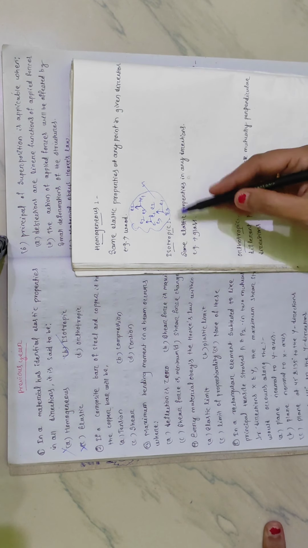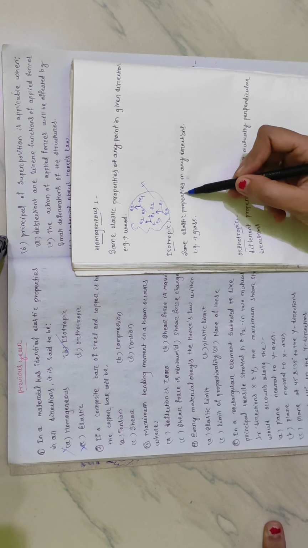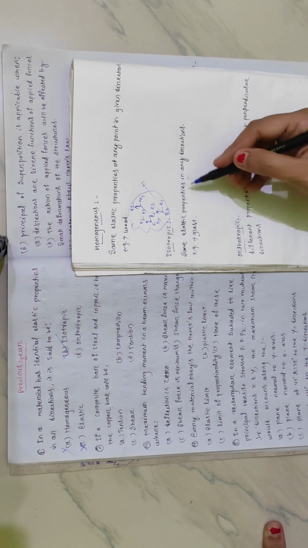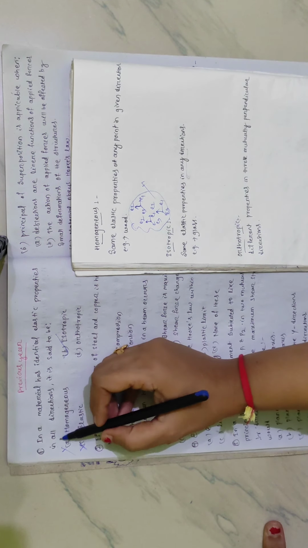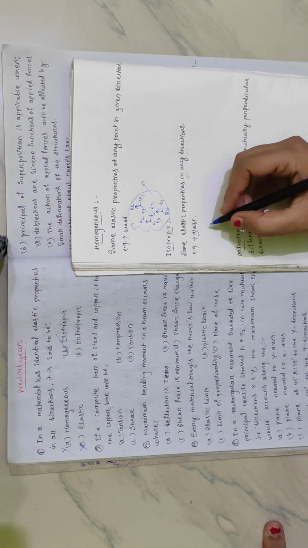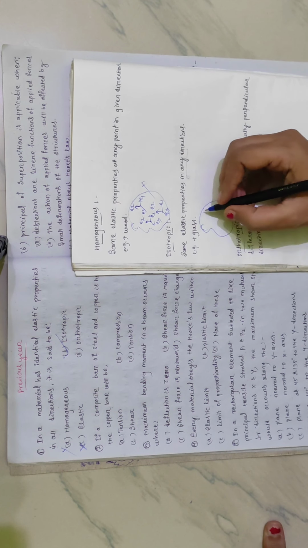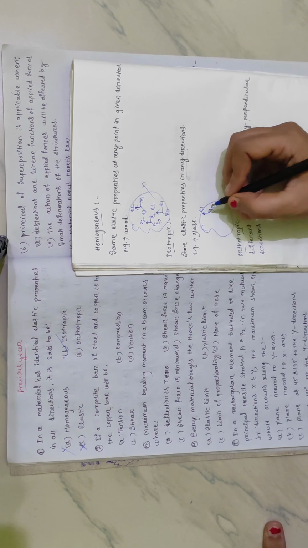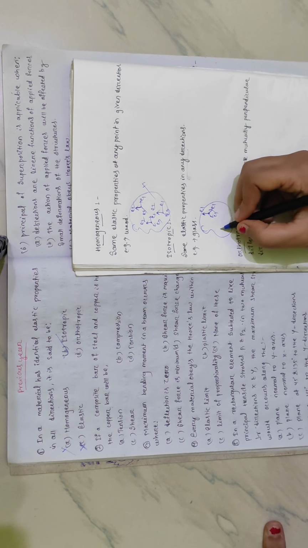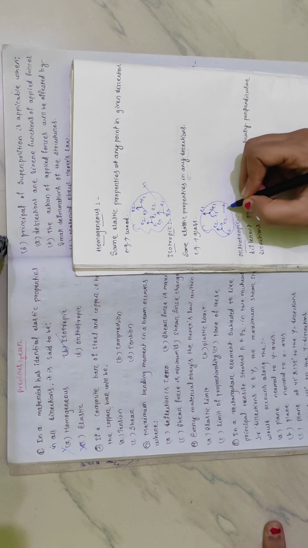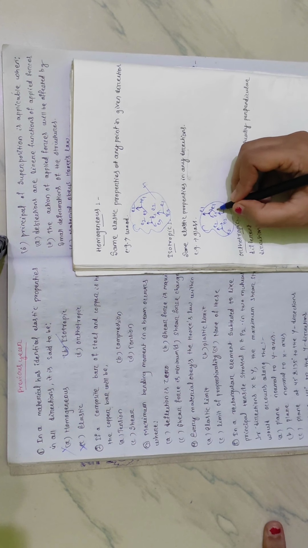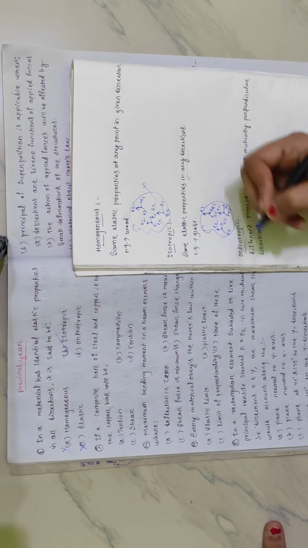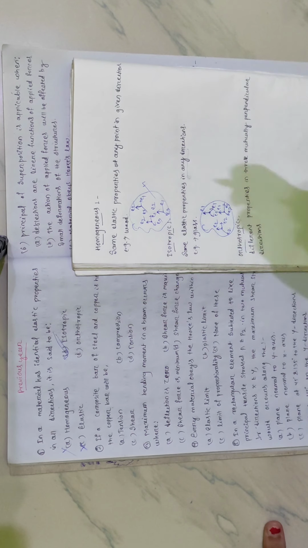So let's go to isotropic. Same elastic properties in any direction, in all directions, it should be the same. Let's take a body. Here E1, here E1, here E1, here E2, here E2, here E2, here E3, here E3, here E3. So the answer is isotropic.